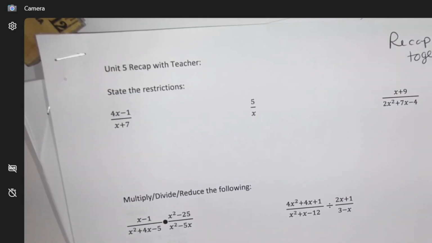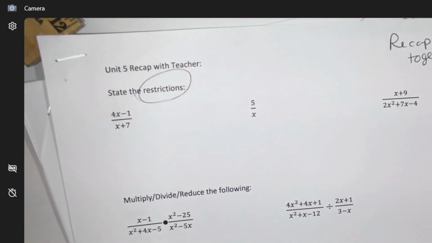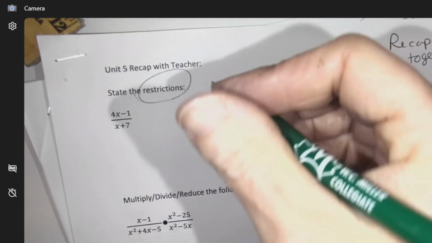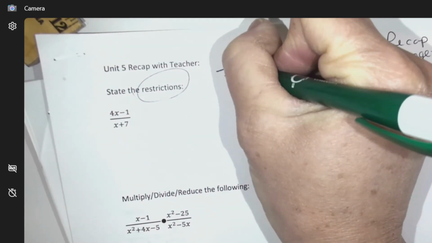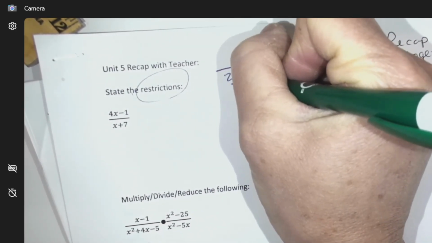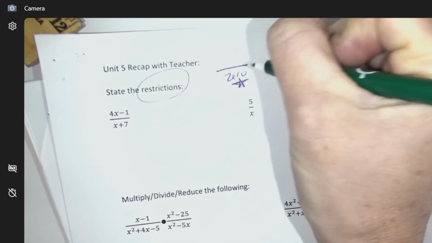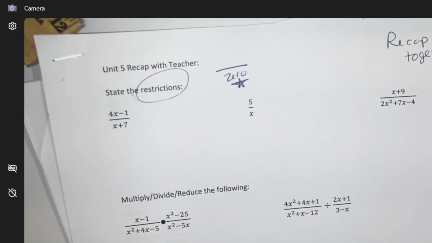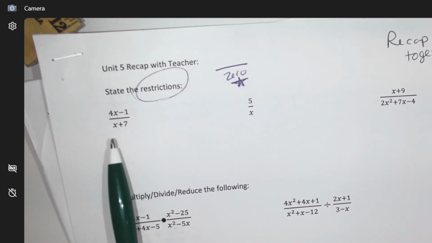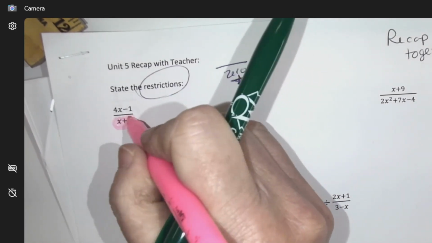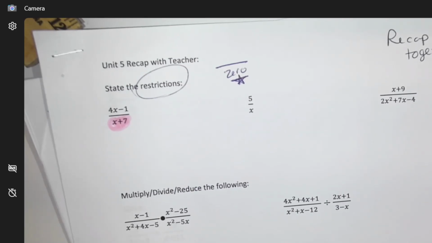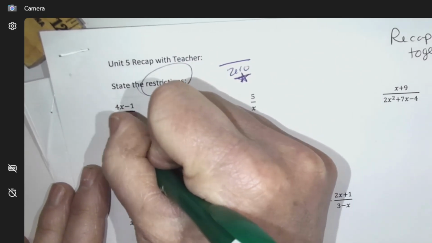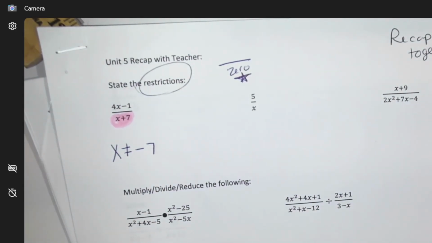Okay, when we talk about restrictions in a rational, what is the one thing you can't do with fractions? You can't divide by 0. That's a problem, dividing by 0. Okay, so that's all I'm looking for, just the bottom. So what x value would not be allowed because it makes the bottom be 0? -7.